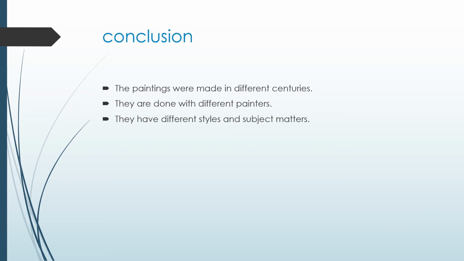As a conclusion, the paintings were made in different centuries, where one was made in the 16th century and another one in the 19th century. They were done by different painters, where one is done by Titian and another by Manet. They have different styles: one is idealism and another is realism. The subject matters are also different, where one is about the goddess Venus and another is about prostitution. Thank you so much for your attention.